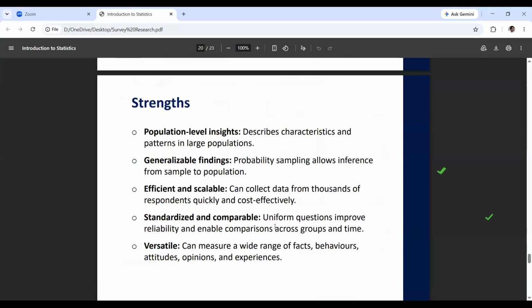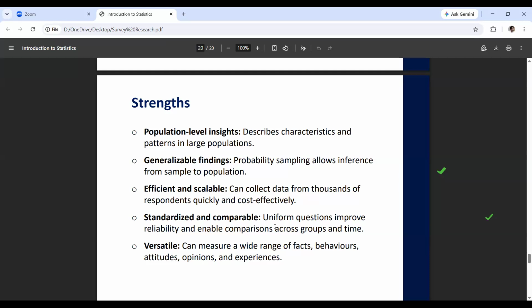Finally, there are some strengths and some weaknesses, like other methods. The strength is you can get population-level insights using the survey method, the only method that provides you estimates, patterns, trends, determinants at a representative level, at population level. You can generalize your findings. Although you are surveying only 50,000 women, on the basis of those 50,000 women, you can make inferences about the total population of India. You can get national estimates.